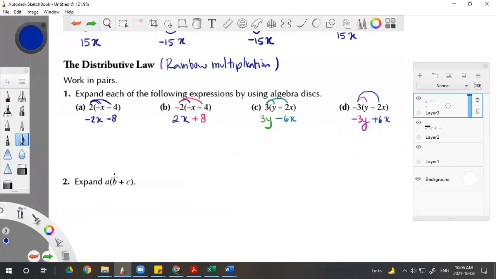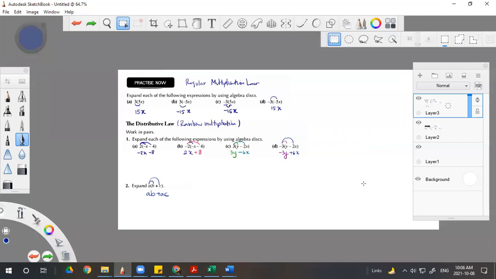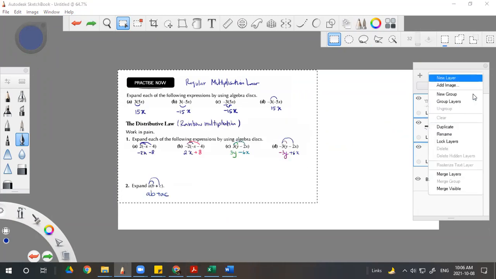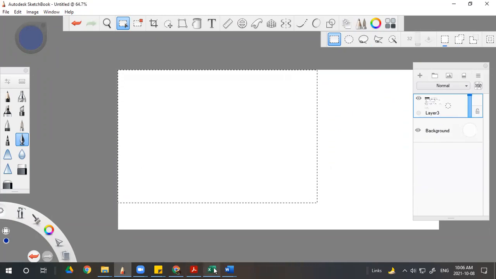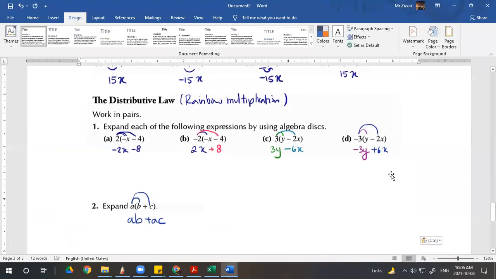Okay, now expand A times B plus C. A times B is AB. A times C is AC. That's all. Ya udah, nggak usah diopen lagi. That's how you think of the multiplication law. Okay, the rules of rainbow. Di sini ada rainbow-nya. Yuk coba nanti di bukunya dijelasin sih ya. In your book, you will be given the explanation of that.